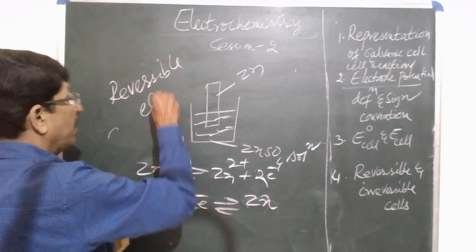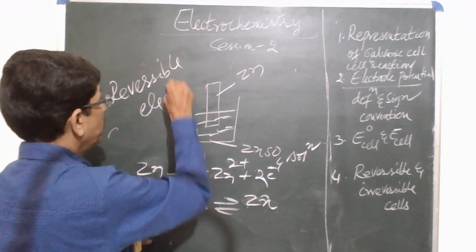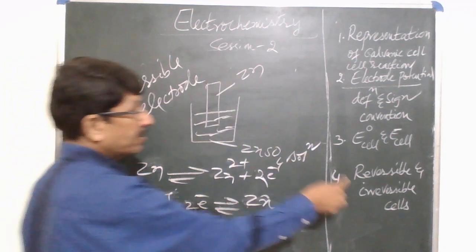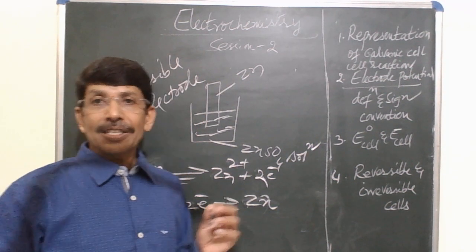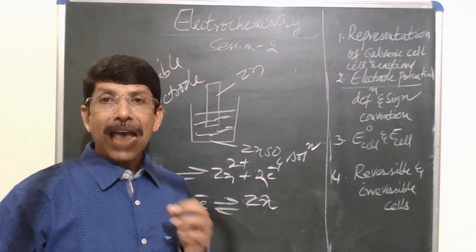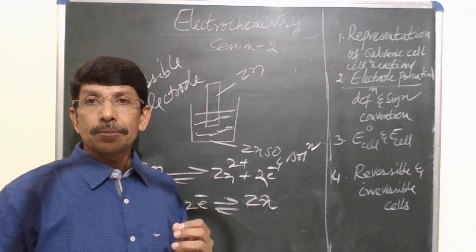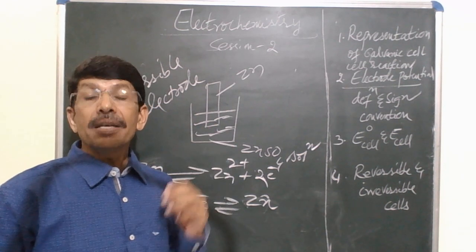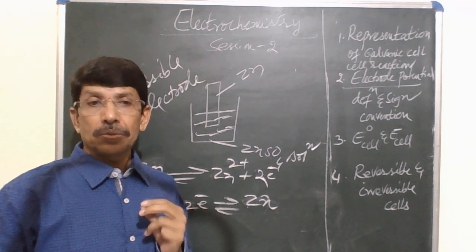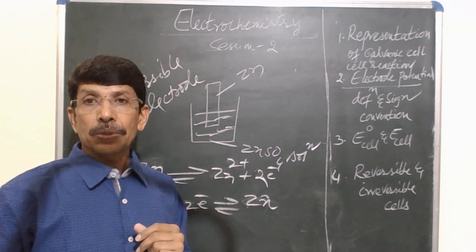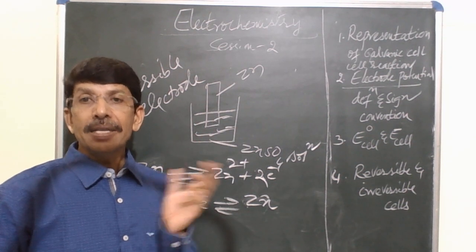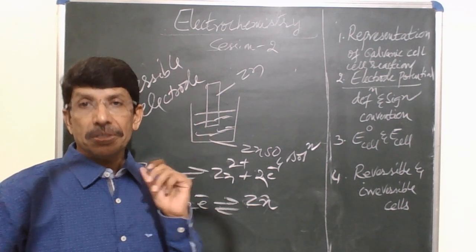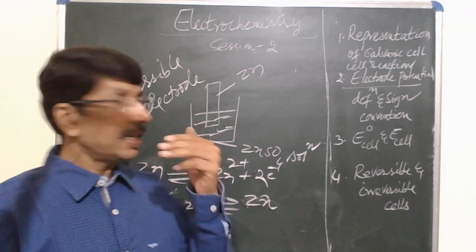You should remember this, because we will use the term reversible electrode when we discuss reversible and irreversible cells. So any electrode which can act as an anode or cathode is termed a reversible electrode. A pair of reversible electrodes will constitute a reversible cell, in the sense that the cell reaction can be reversed. We will understand that later.